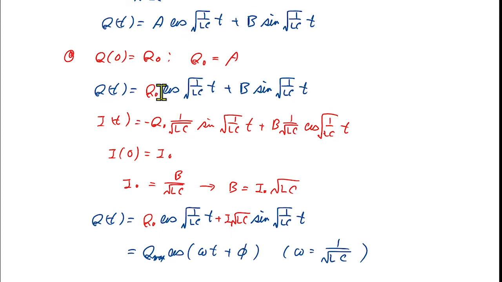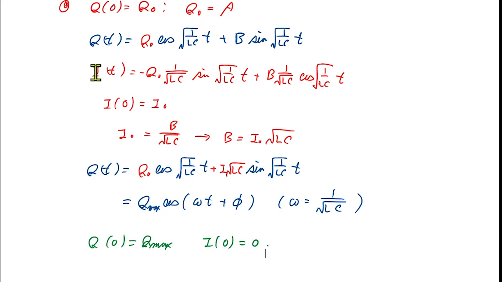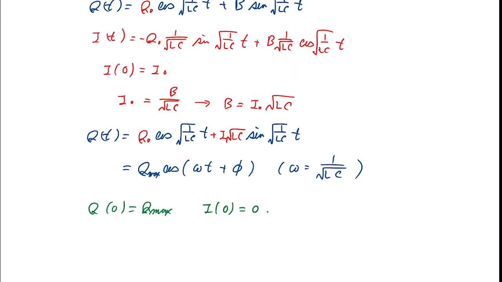Now, the other side, if you plug it in the derivative here, this whole thing becomes 0 and then I original is equal to 0. So this thing becomes 0. That means B is equal to 0. So what you really want is this. Q max becomes A and then you have just cosine of 1 over square root of LC times t, and there's no sine term. And that agrees with this, if the phase difference is equal to 0, because you start from the high and then it oscillates. Get it? Questions? Okay, let's call it a day.